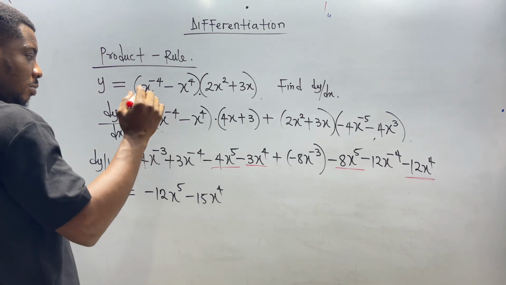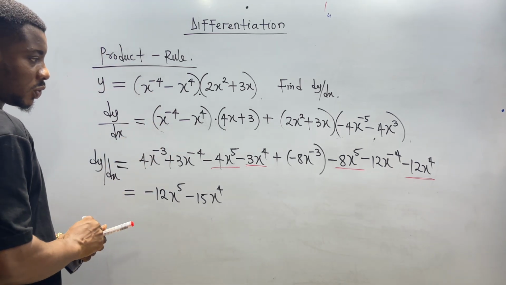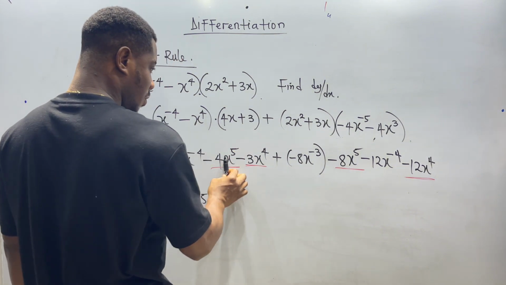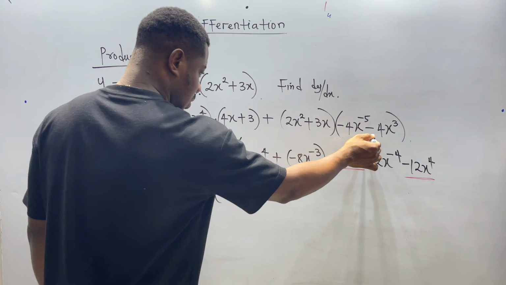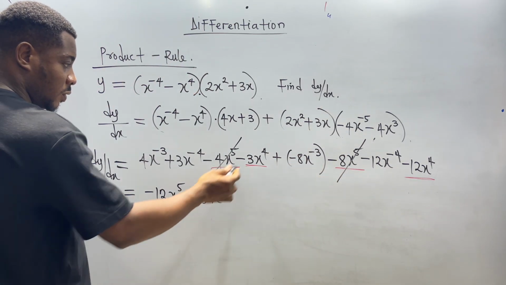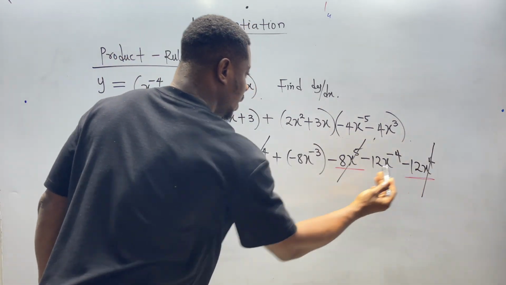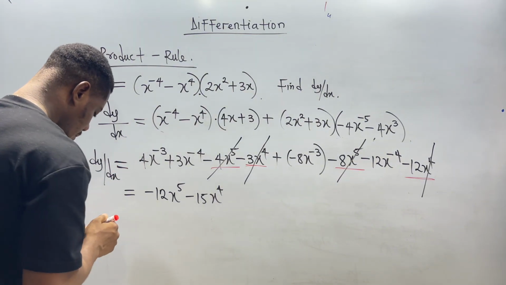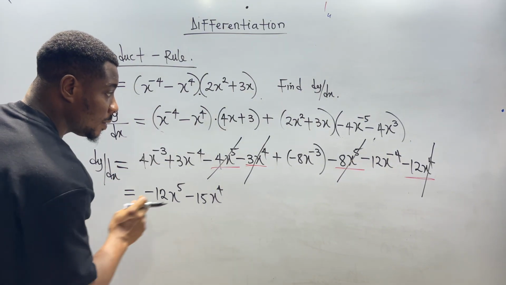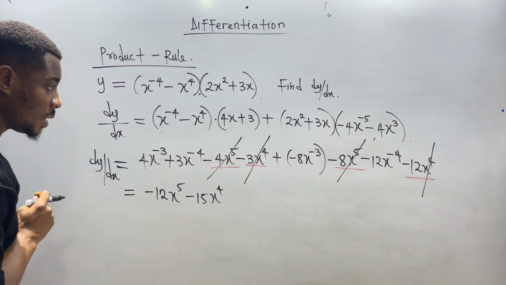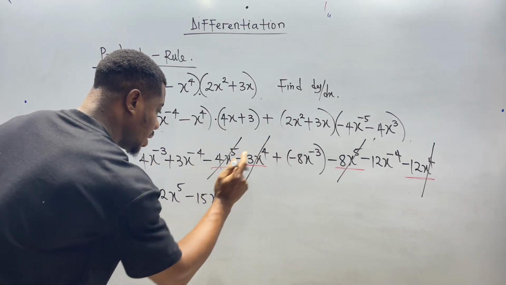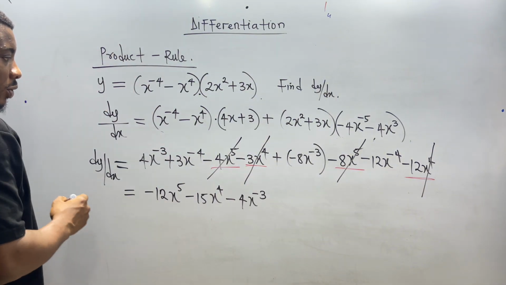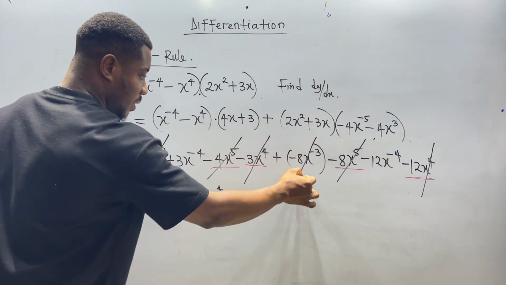Okay. So now, so I don't make mistakes, we've worked with power of 5, and power of 4. So I can come down to power of negative 3. Okay, we have 4x to the power of negative 3 minus 8x to the power of negative 3. If I combine these two here, I'm going to be having negative 4x to the power of negative 3. Okay, so I've worked with the power of negative 3.